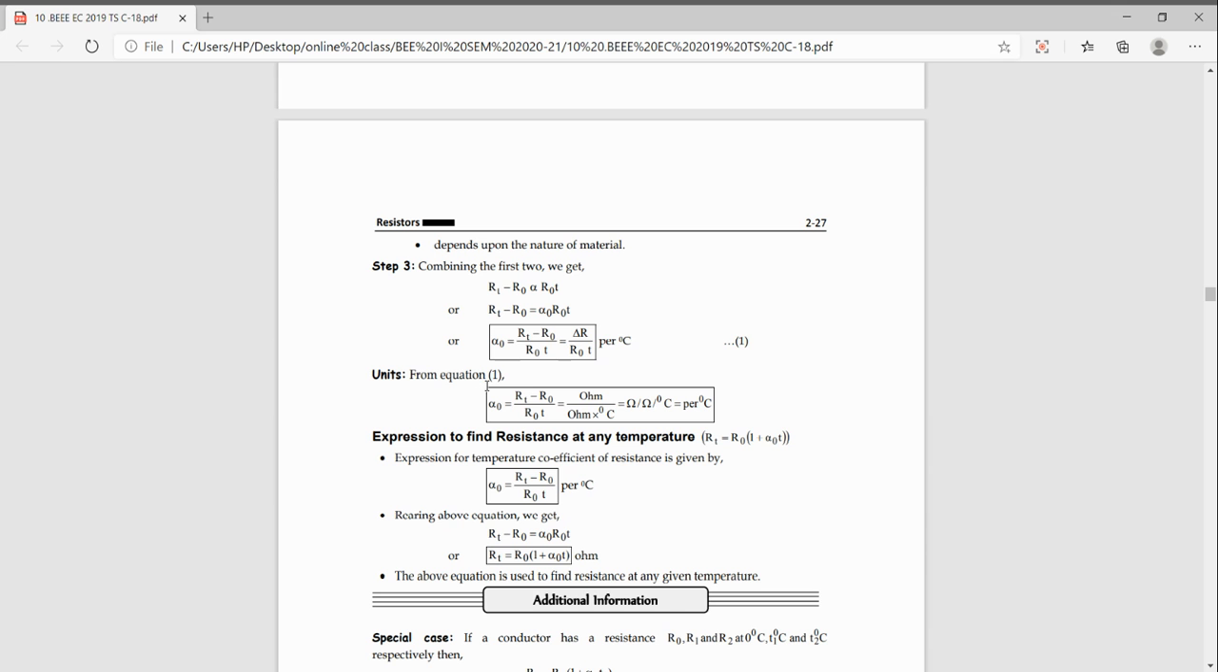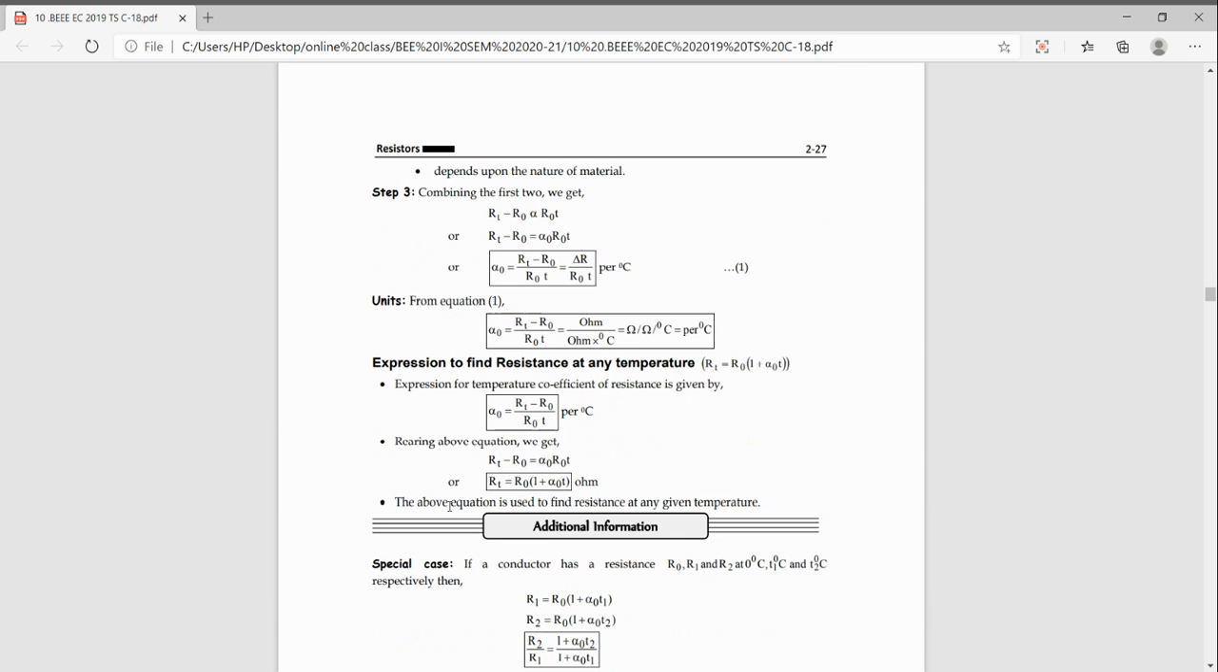So how have the units come? See here, this is resistance, that is ohm, and this is resistance ohm into degree centigrade, temperature. So ohm will get cancelled, and you will get 1 divided by degree centigrade, that is per degree centigrade. So this is how we have calculated the formula.